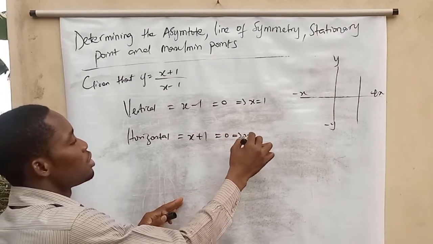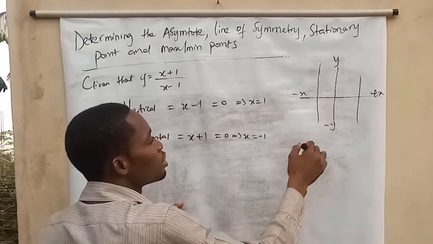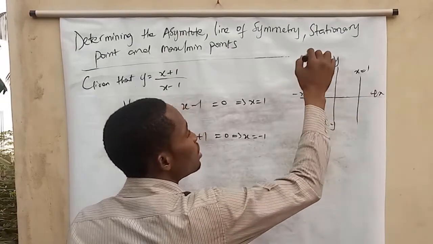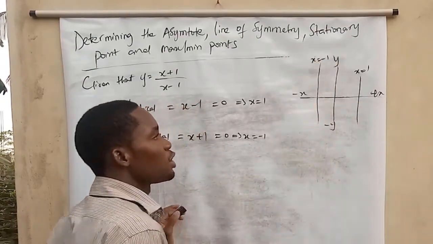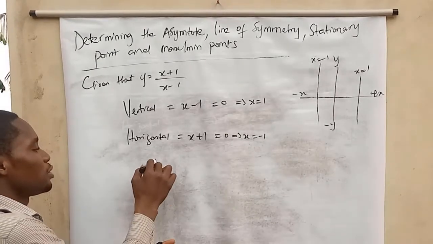which implies that x equals minus 1. And in this case, my graph becomes like this. So this is for my x equals 1, and this is my x equals minus 1. Now from there, how do we determine the line of symmetry of a particular function?